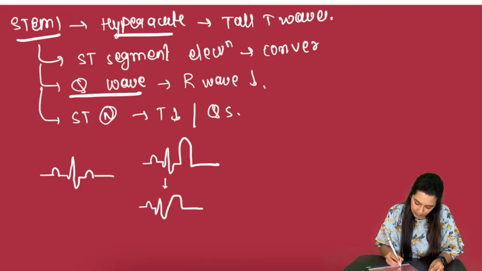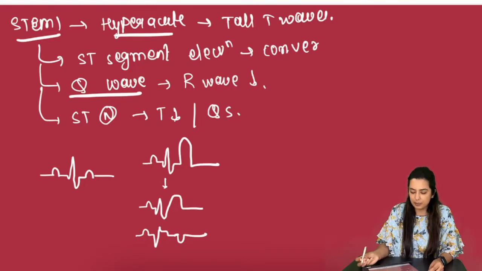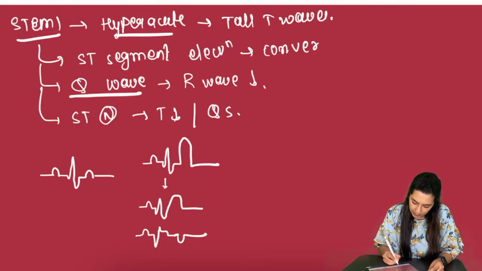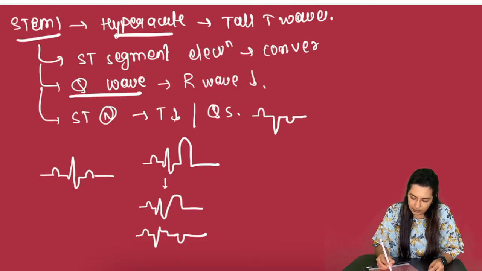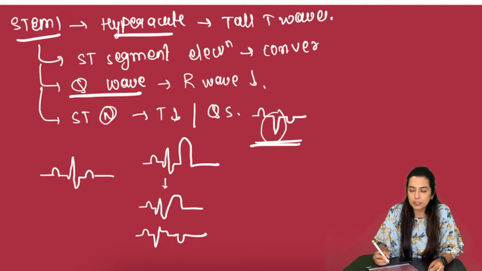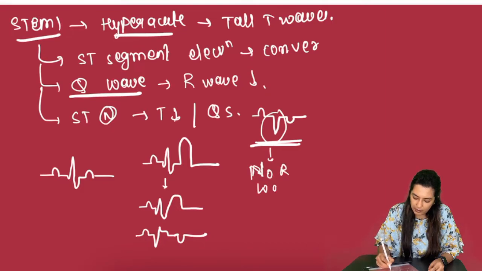Then there will be appearance of Q wave. Q wave will increase in amplitude, and R wave will decrease in amplitude, and ST segment will be here only, and there is a possibility that T wave inversion will start appearing. And last, there will be QS pattern. This is P wave, this is QS. T wave can be inverted or can again become normal, so it depends on the extent of damage. As you can see, this is called QS pattern, meaning there is no R wave.